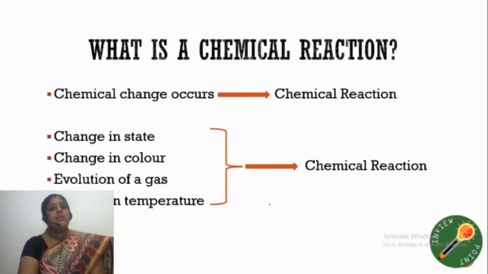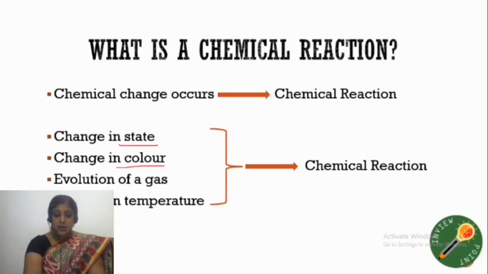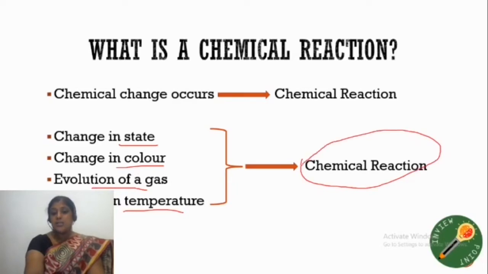So from all these activities, what do you observe? You can say that whenever there is a change in state, or there is a change in color, or evolution of gas occurs, or there is a change in temperature, then we can say a chemical reaction has taken place. Okay, is that clear, students?